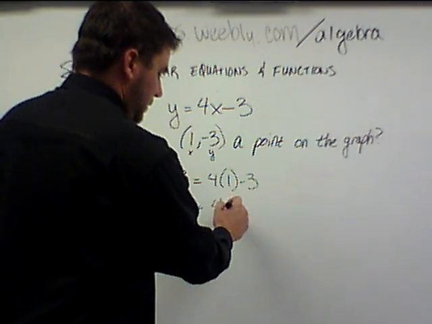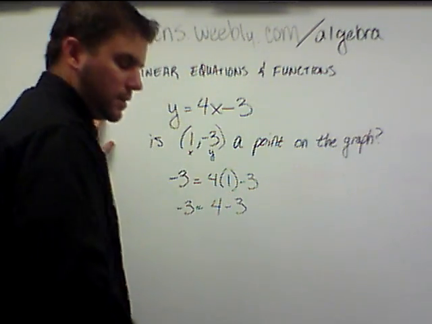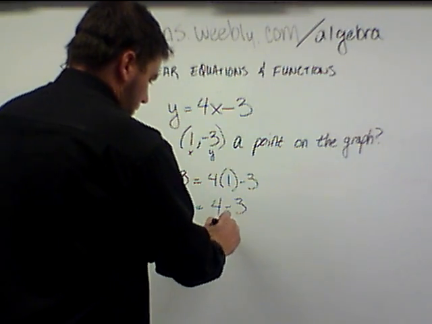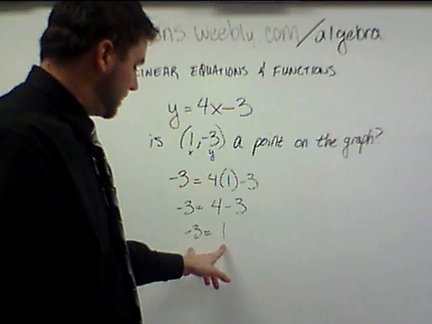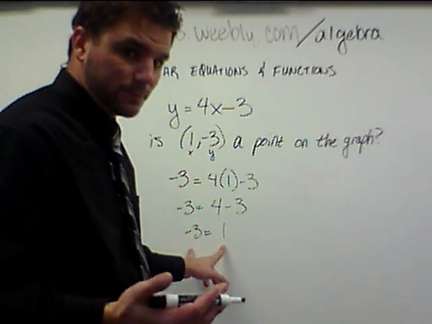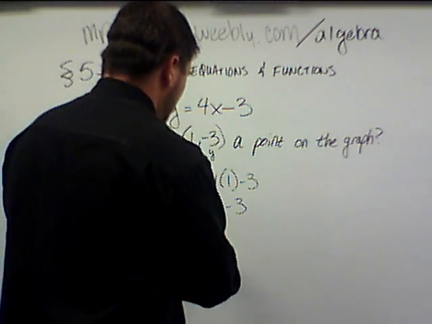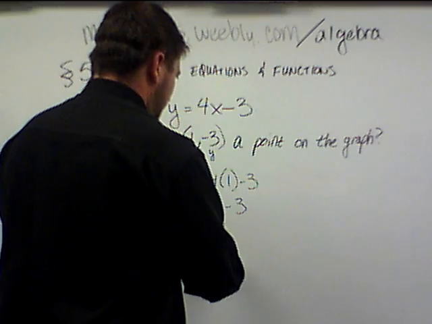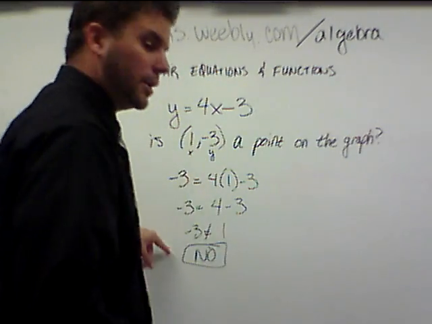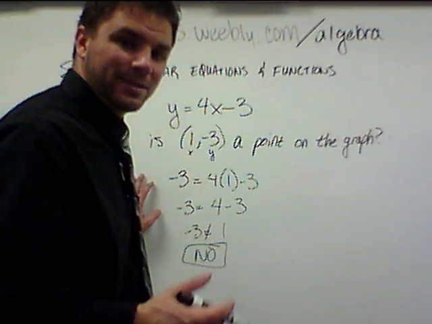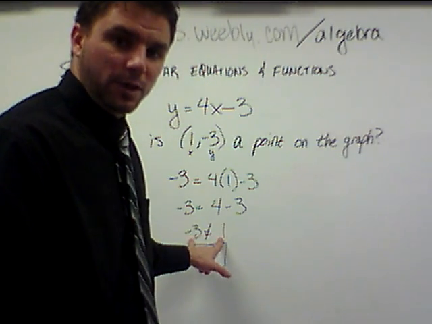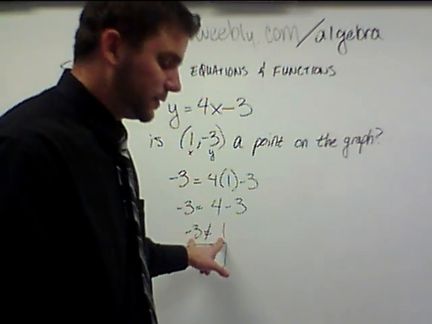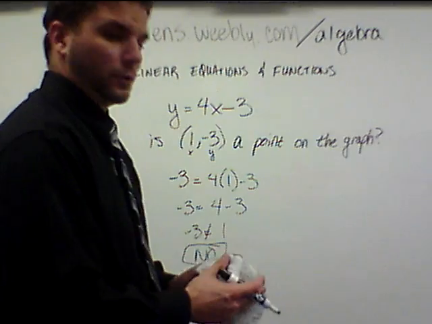4 times 1 is 4. And 4 minus 3 is 1. Now, negative 3 equals 1. Not true. So, the answer for this problem would be no. 1, negative 3 is not on the line because it does not hold true at the end of this problem. A little bit of a helpful hint for you.